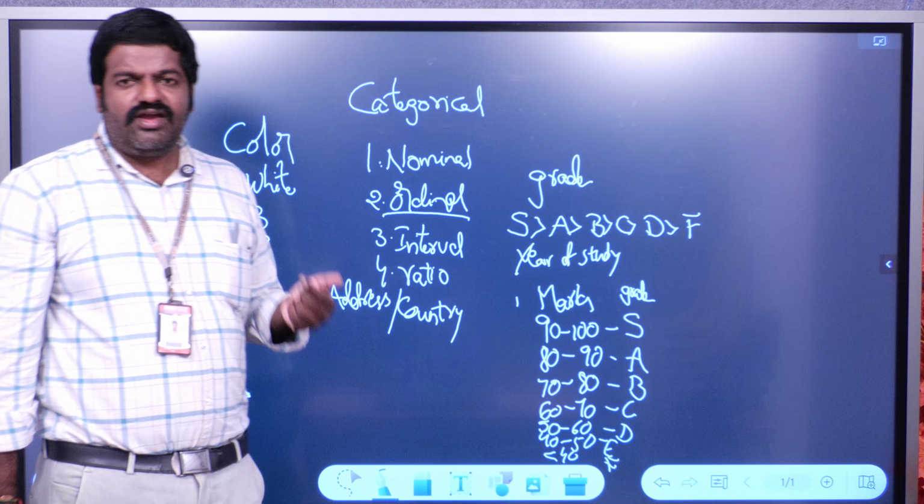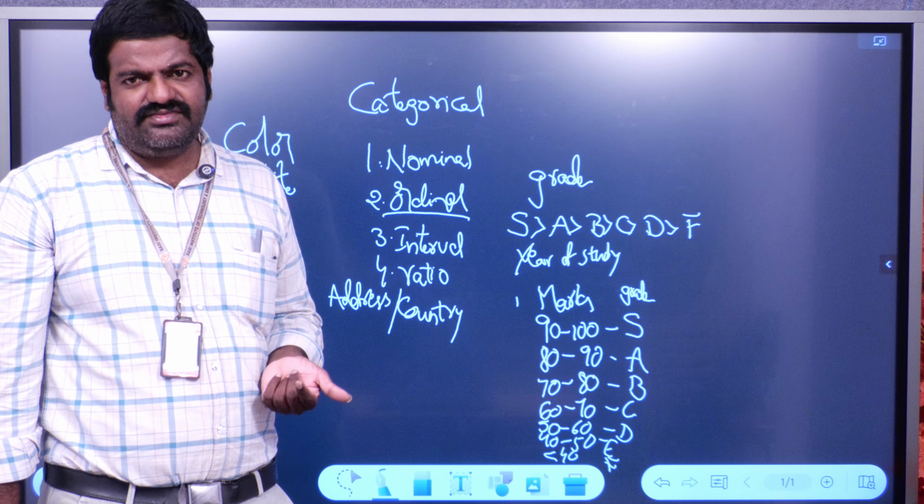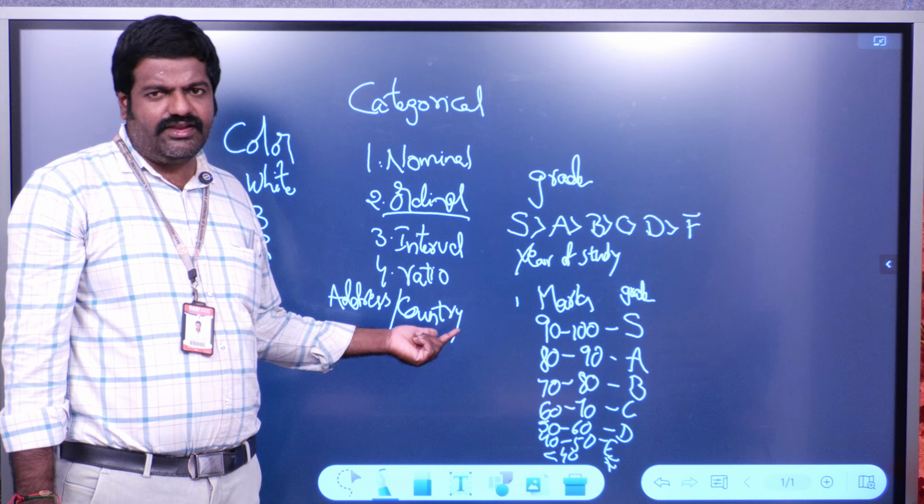So like that, we are dividing the numerical values into intervals in order to categorize the data. So this is the example for interval data.